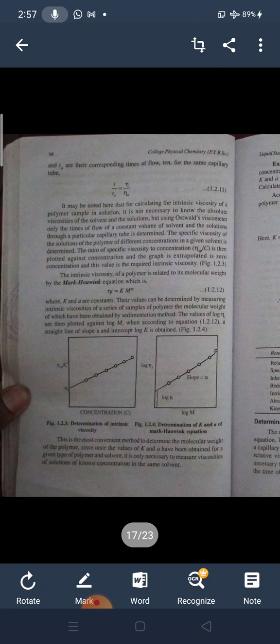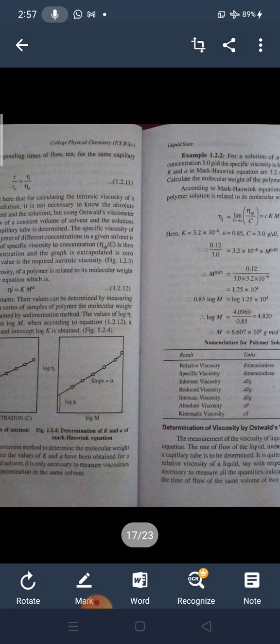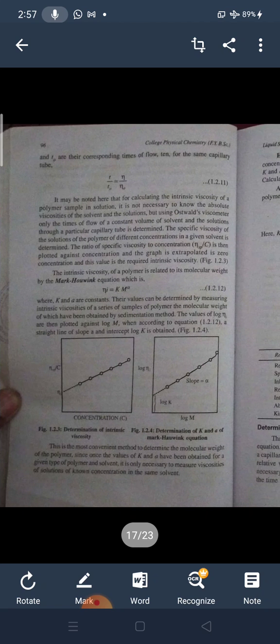Then we can relate that with time: t upon t0 is equal to eta upon eta 0, because in this method, the viscometer, we are going to compare with the time, and we are going to measure the time required to flow for this particular liquid. When we plot eta sp by c against the concentration extrapolated to zero, this gives you the value of the intrinsic viscosity, and this intrinsic viscosity of the polymer is related to its molecular weight by the Mark-Houwink equation as eta i is equal to K M raised to alpha, where K and alpha are constants.